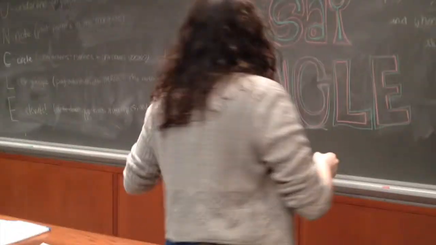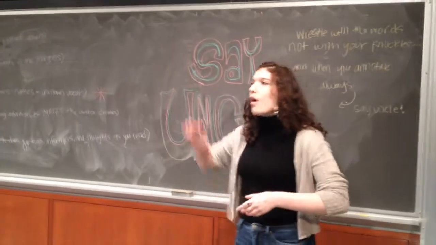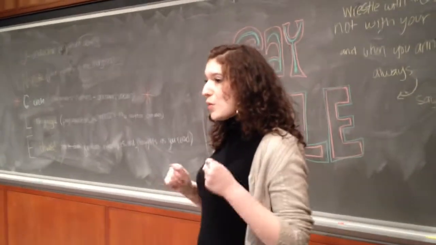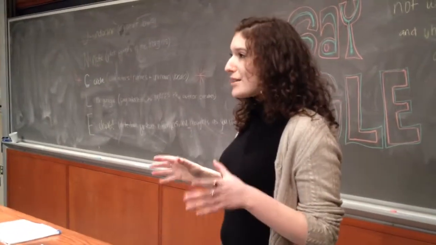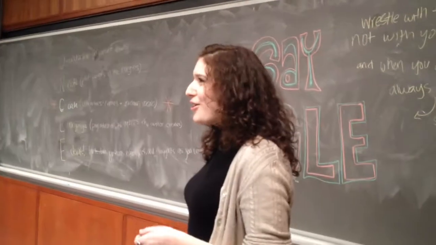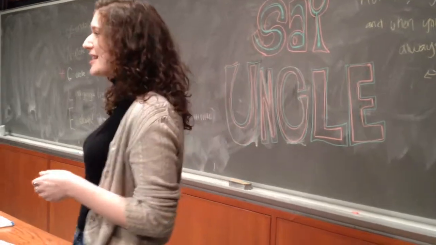So right now, after we've learned some of the basics of circling, we're going to learn a chant to help us remember all the rest of the important letters of uncle when we annotate. So you guys are going to repeat after me. Ready? Wrestle with your words, not with your knuckles. And when you annotate, always say uncle. All right, all together. Wrestle with your words, not with your knuckles. And when you annotate, always say uncle.